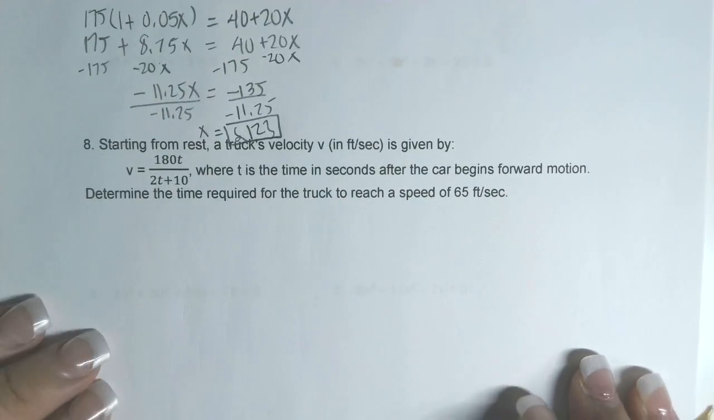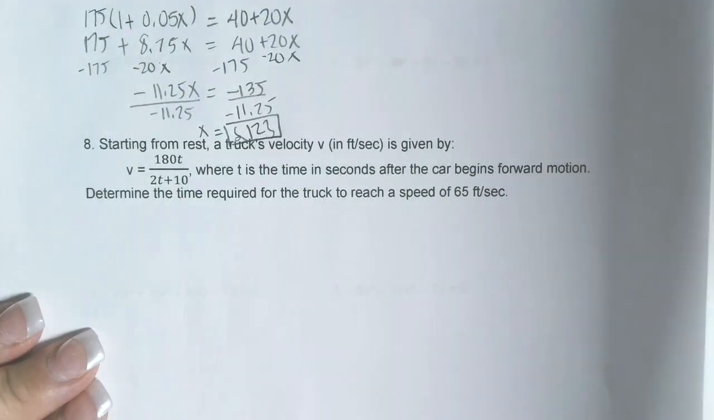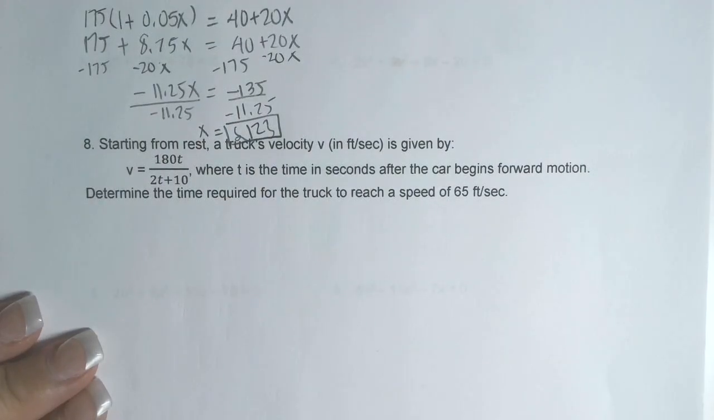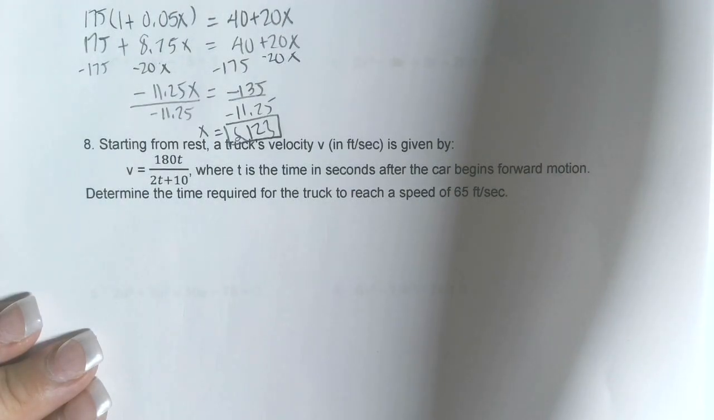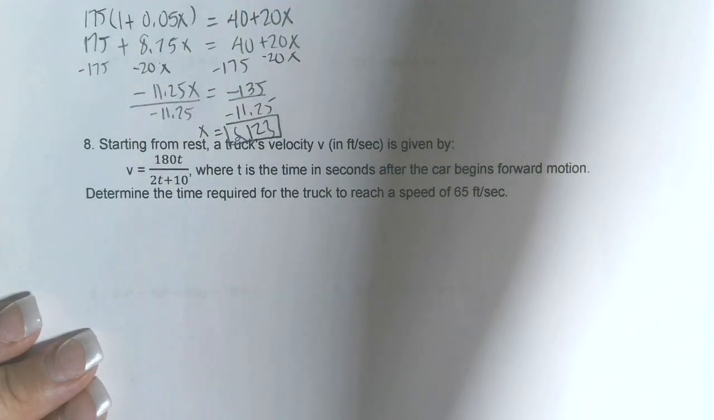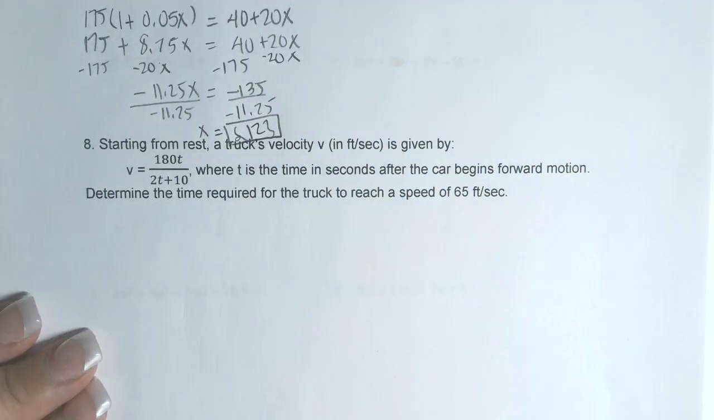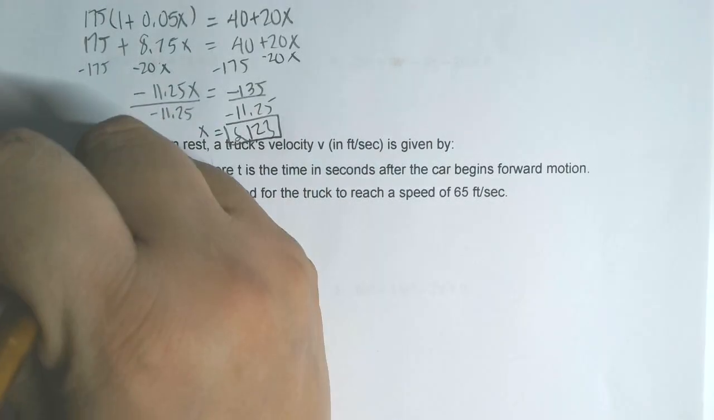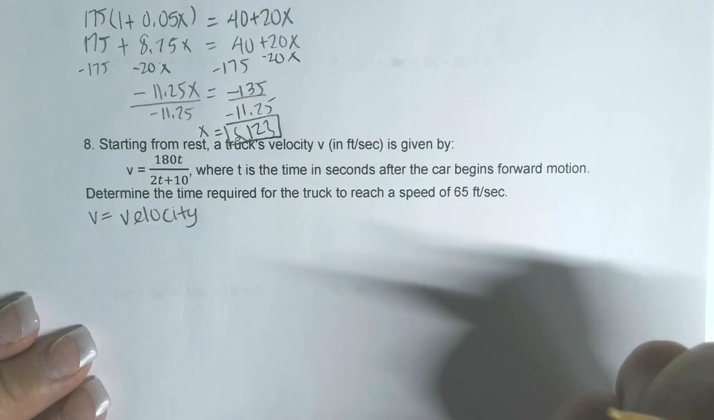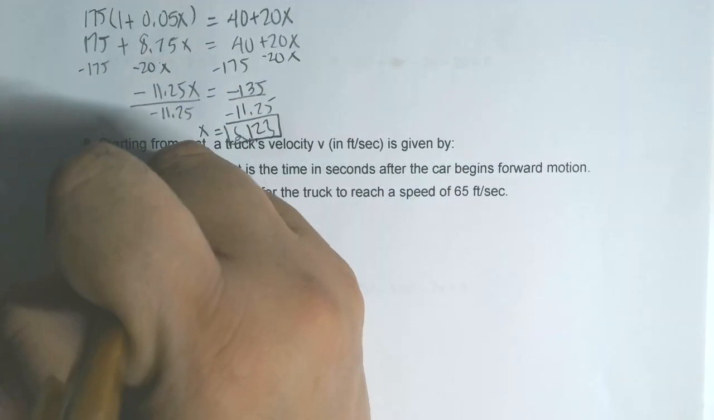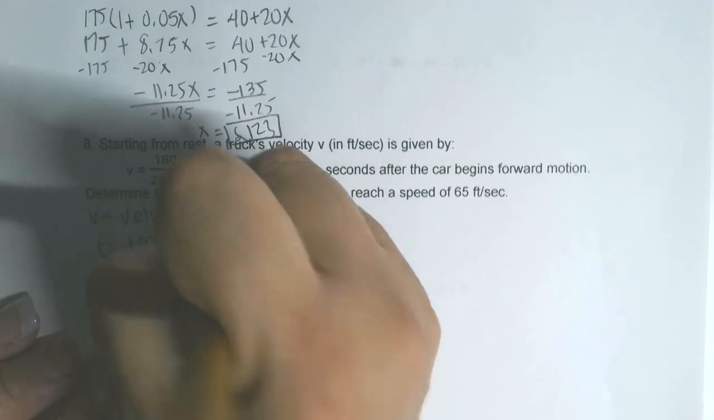And then there's number 8. Starting from rest, a truck's velocity in feet per second is given by v equals 180t over 2t plus 10, where t is the time in seconds after the truck begins forward motion. Determine the time required for the truck to reach a speed of 65 feet per second. Okay, so v equals velocity, t equals time in seconds.